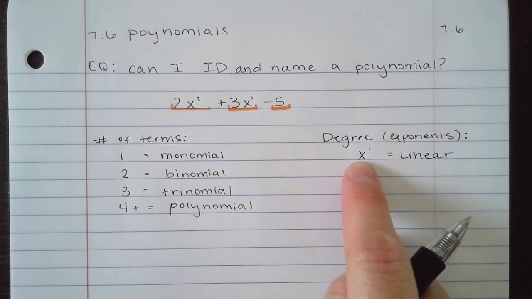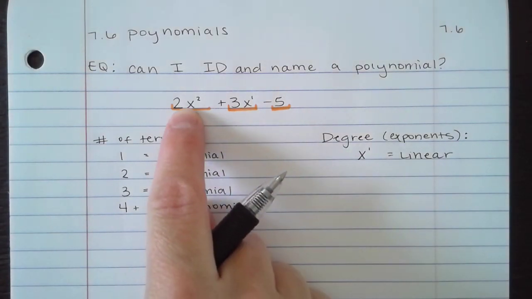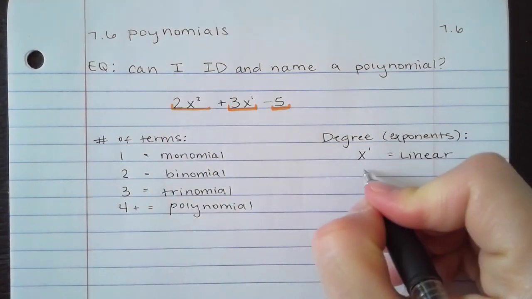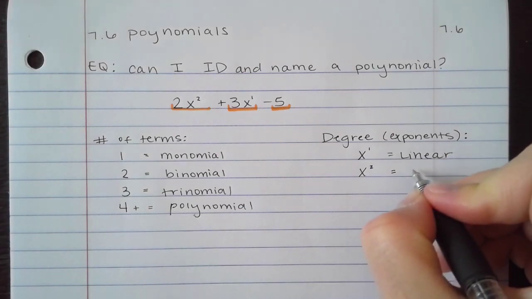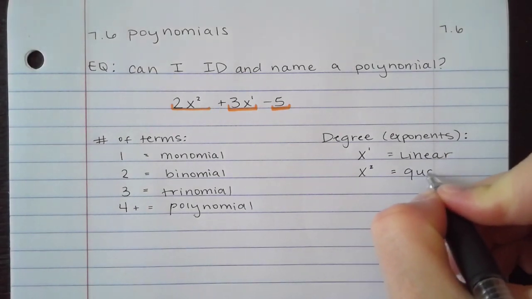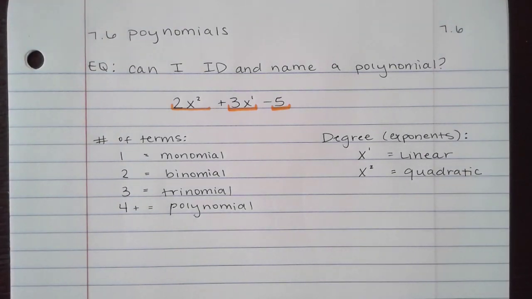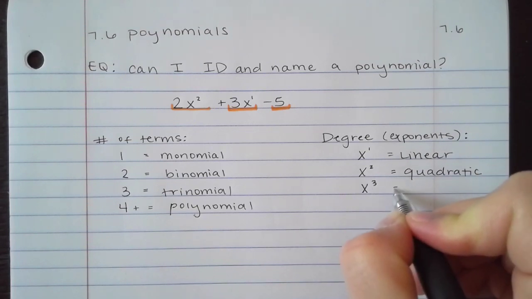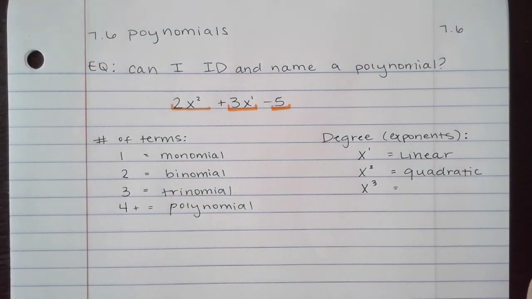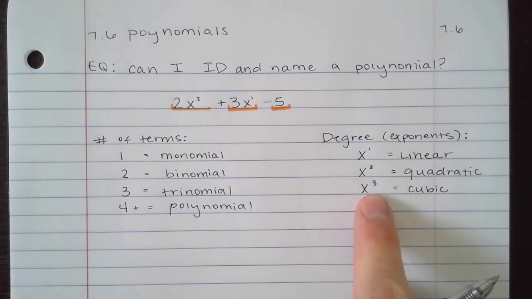If there's just one little tiny x. So in this case right there, that's linear. But because we have x to the second power, so if you have anything to the second power, we call that a quadratic. And we'll do one more. If something's to the third power, we call that cubic. Because if you were to cube something, you'd put it to the power of 3.